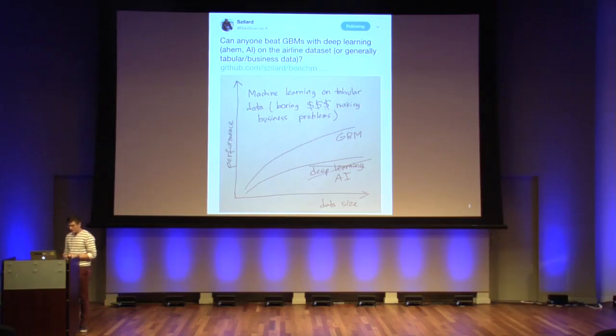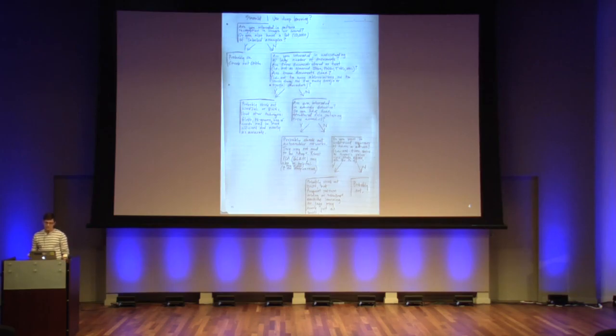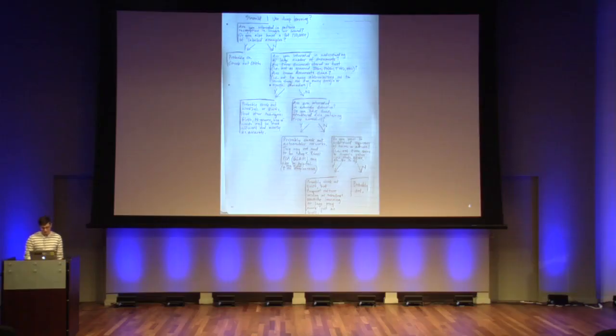Okay. So why are we talking about gradient boosting and not deep learning? This tweet has been hanging out on Twitter for a while with no one saying they've been able to beat GBM on this famous airline data set. And then recently, I made this little checklist. This got 1,000 views an hour for like 24 hours. I couldn't believe it. So up at the top it says, should I use deep learning? So let's work through the flow chart.